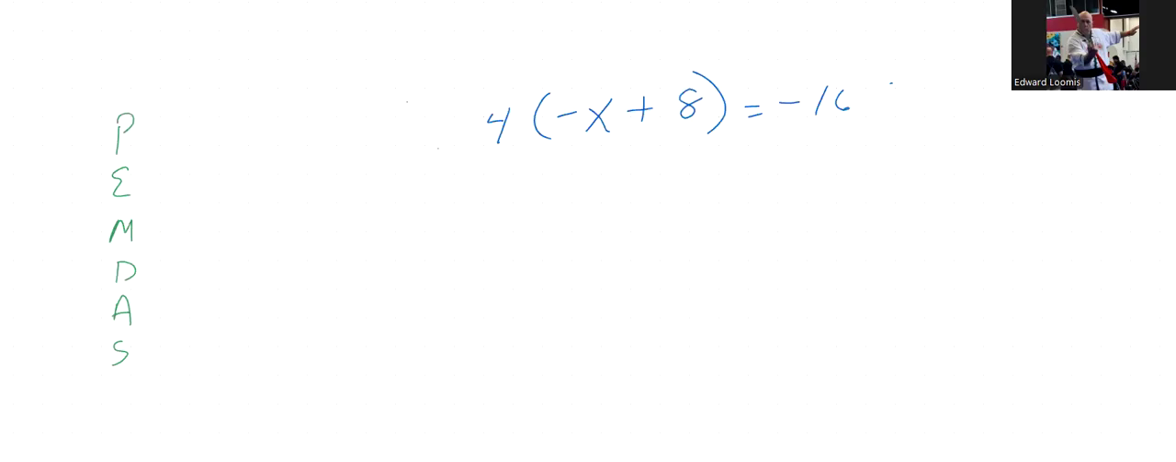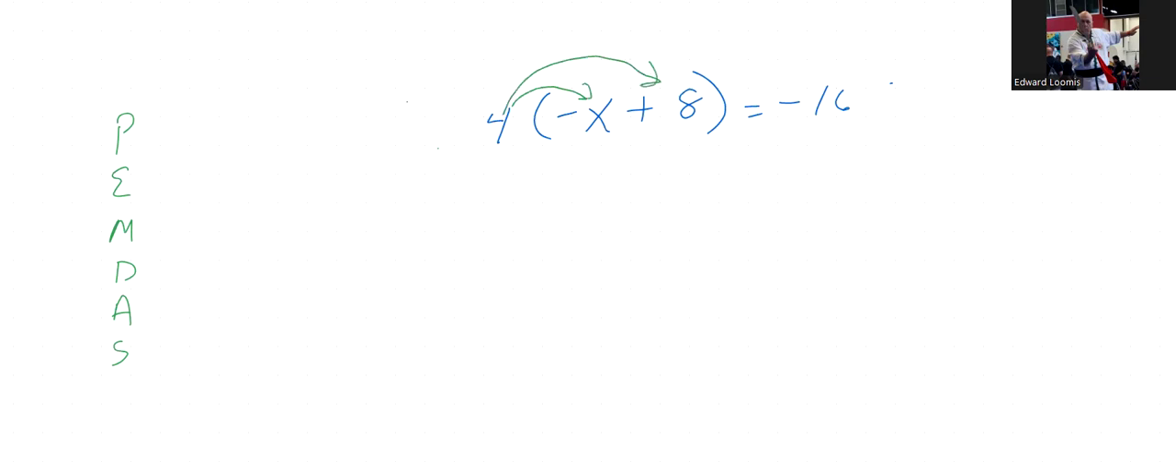Now, in this case, I have 4 parentheses, negative x plus 8, close parentheses, and that equals negative 16. To be able to solve this, I have to simplify, get rid of the parentheses. I'm going to find the variable of x. So I'm going to take and distribute this 4 throughout the parentheses.